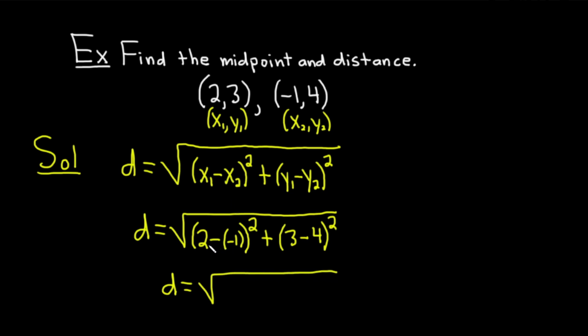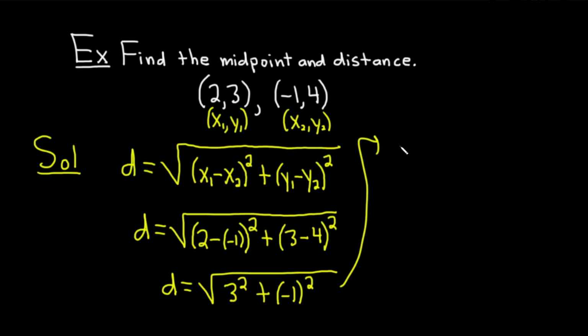So here we have a double negative because we have 2 minus -1. That becomes 2 plus 1, which is 3. So we get 3 squared plus, and then 3 minus 4 is -1. So we have -1 squared.